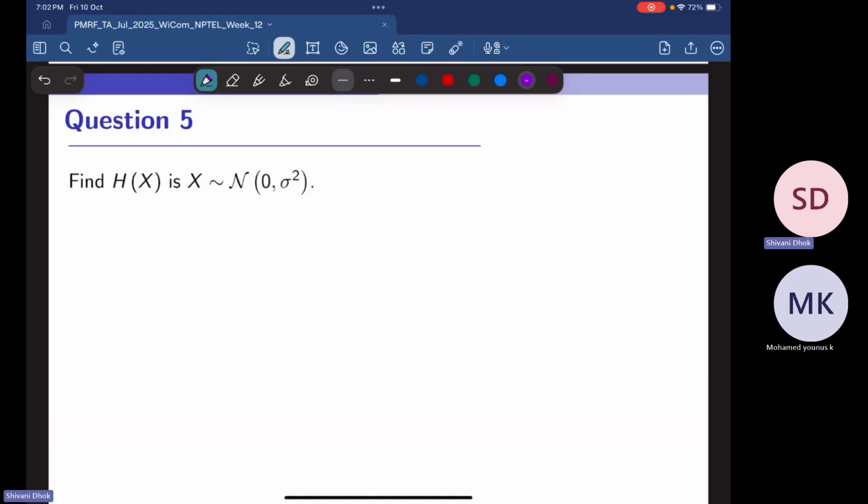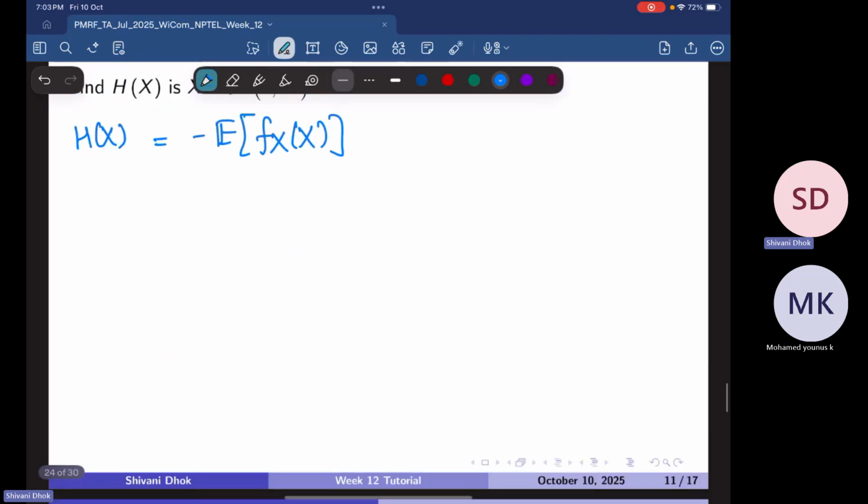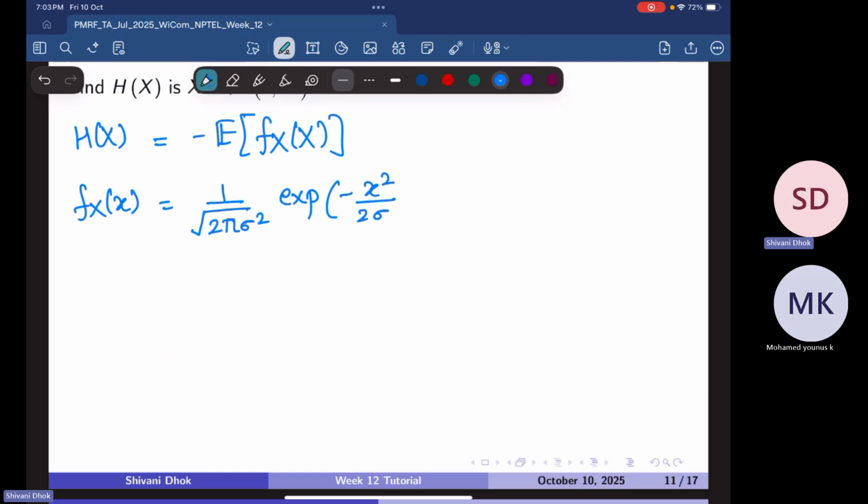It says that find h of x if x is distributed as a Gaussian random variable with 0 mean and variance sigma square. So this h of x is given by minus of expectation of log of fx of x. And how does your fx of x look? Your fx of x is given by 1 upon under root of 2 pi sigma square into e power minus x square by 2 sigma square.